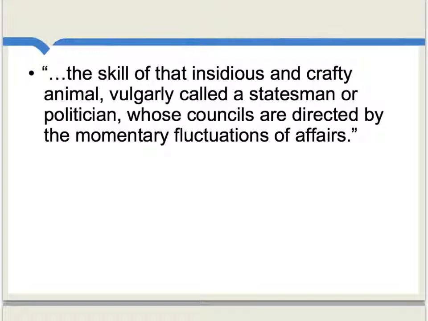I very much enjoyed Smith's brief description of how strategic trade policy might be done, and he refers to, and I quote, "the skill of that insidious and crafty animal, vulgarly called a statesman or politician, whose counsels are directed by the momentary fluctuations of affairs."